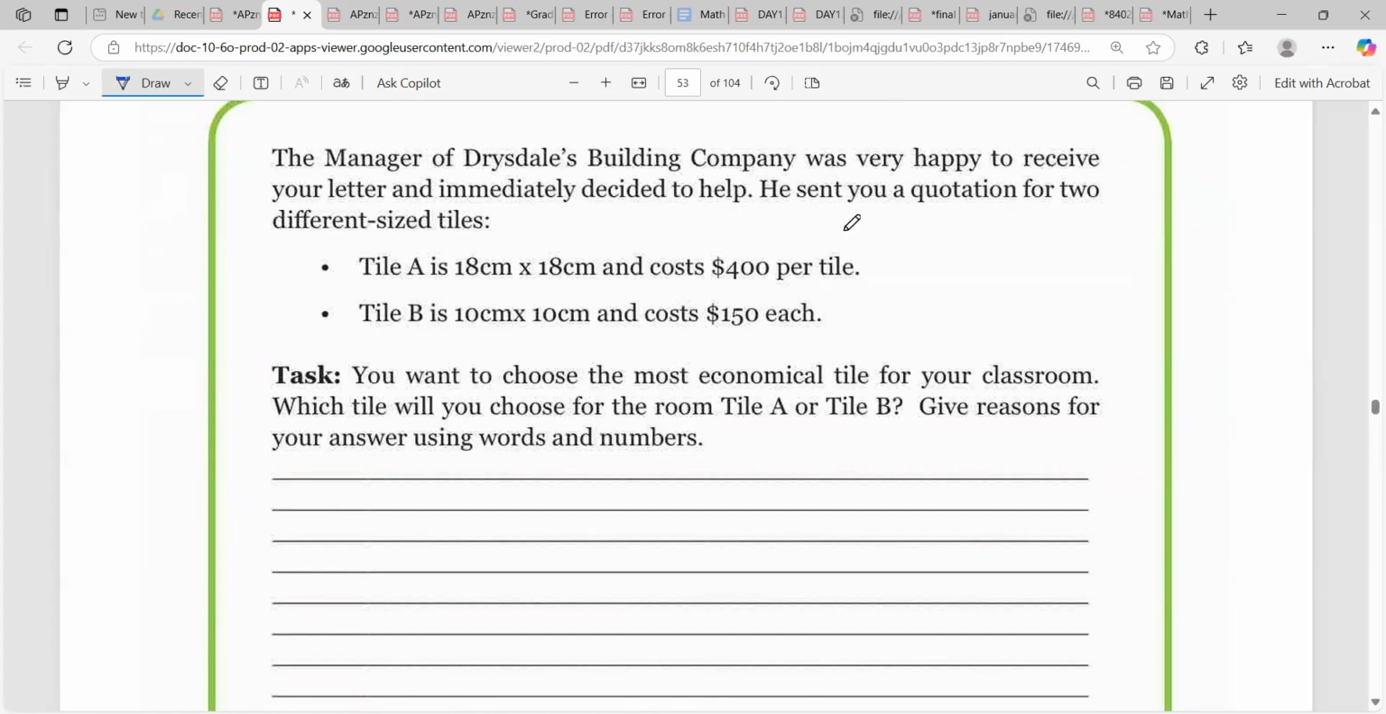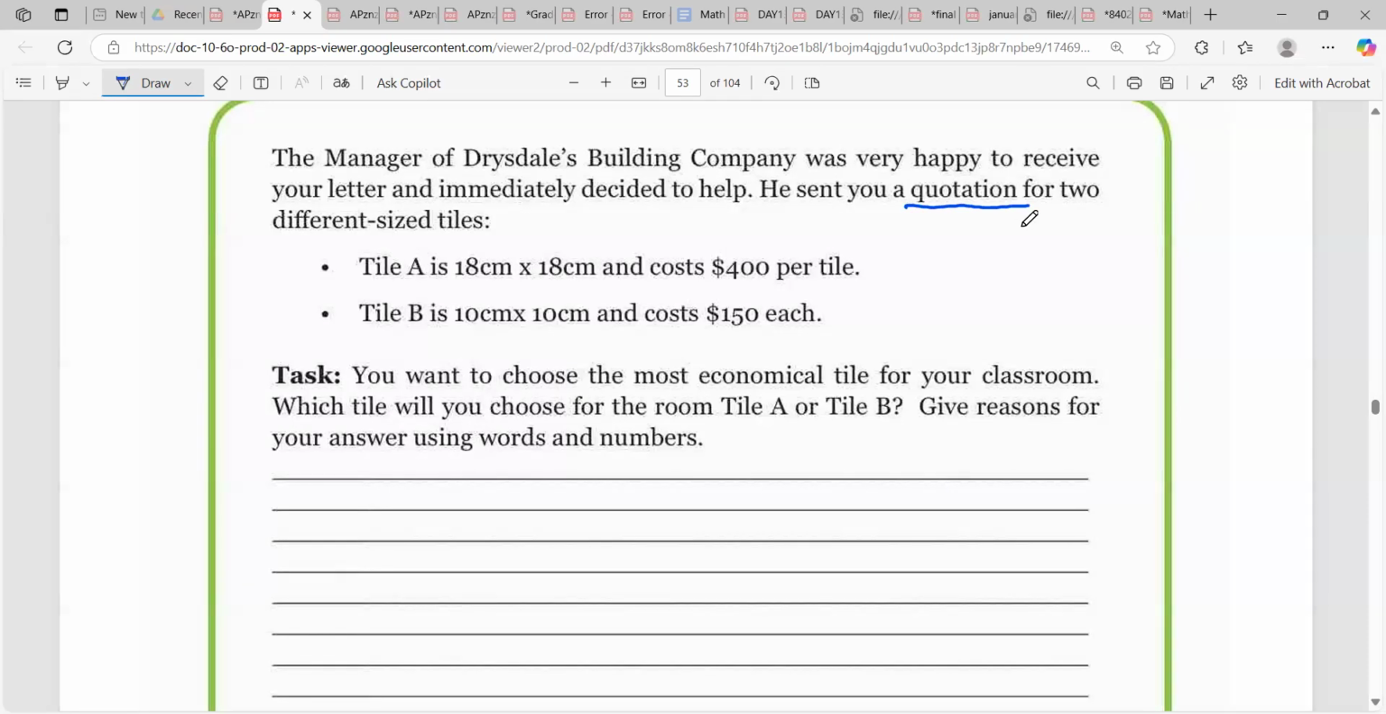All right, let's look at this one, guys. I don't really want to get too carried away, right? It says the manager of Jazzy's building company was very happy to receive your letter and immediately decided to help. He sent you a quotation. This word came up in the last class that we just did, right? Quotation. Everybody should know this. Quotation of different size style.